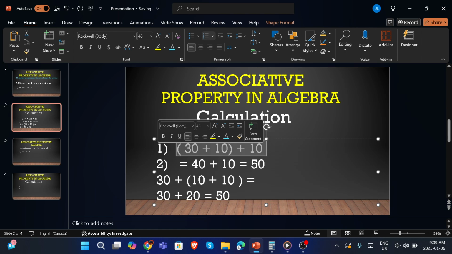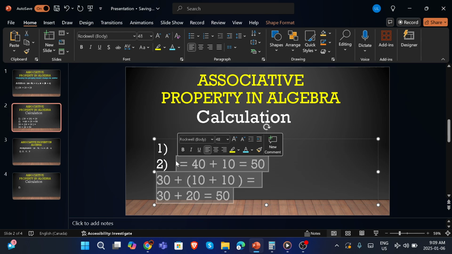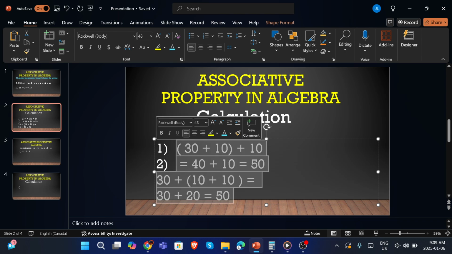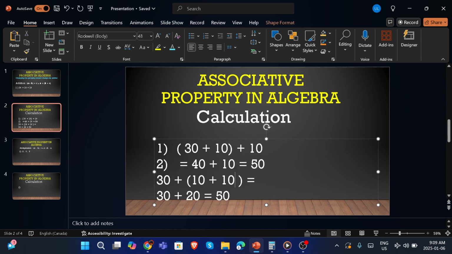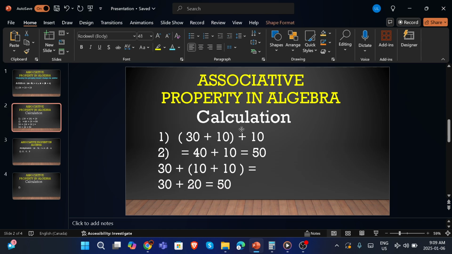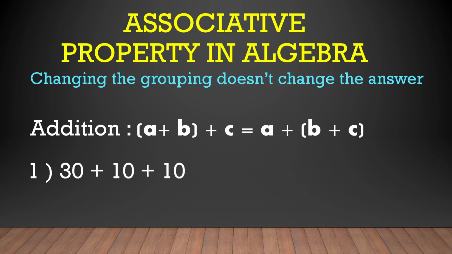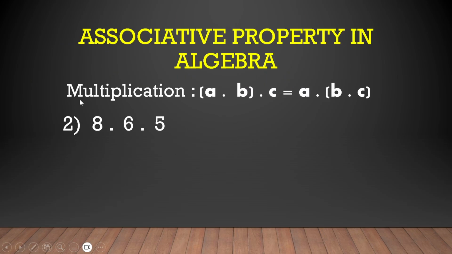So as you can see, you can try different methods of grouping each number, and no matter what, it's always going to give you the same result, as it gave me here, 50 and 50. All right, guys. Now let's proceed to our second associative property problem, which is multiplication. Let me zoom in right now. Before we did addition, now let's do it with multiplication.